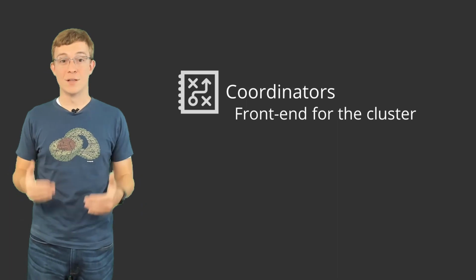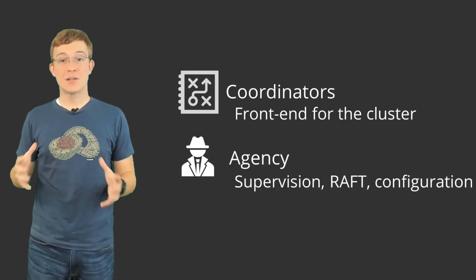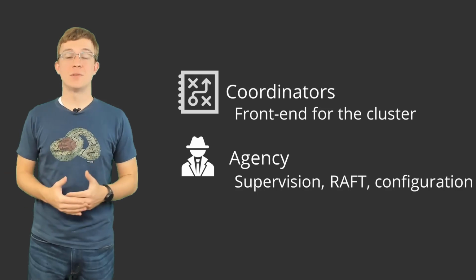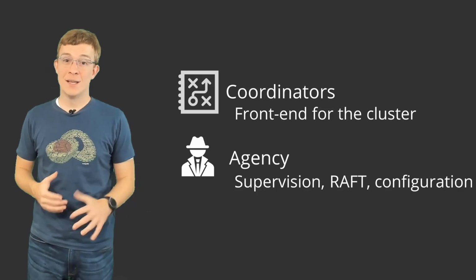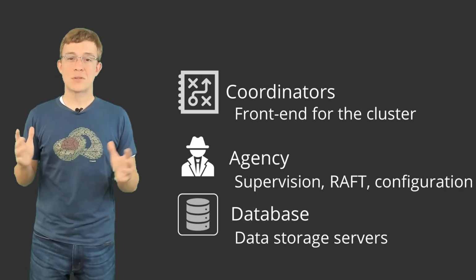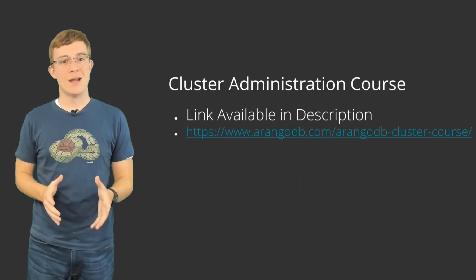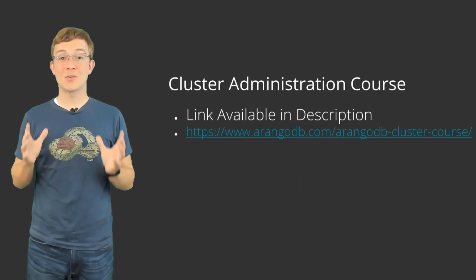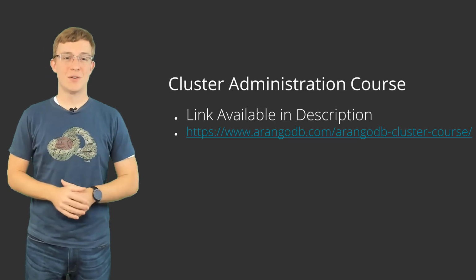To realize the benefits of SmartJoins, a quick review of the architecture of a clustered environment with ArangoDB would be helpful. ArangoDB clusters consist of three main instances that serve specialized functions. These ArangoDB instances include coordinators, which serve as the front end of the cluster, agents, which serve as cluster supervisors and are in charge of procedures such as enacting the raft consensus, and finally, the database server, which actually houses the data. Of course, there are many more details to cluster architecture, and if you'd like to learn more, we offer a great cluster administration course, which I will link in the description.